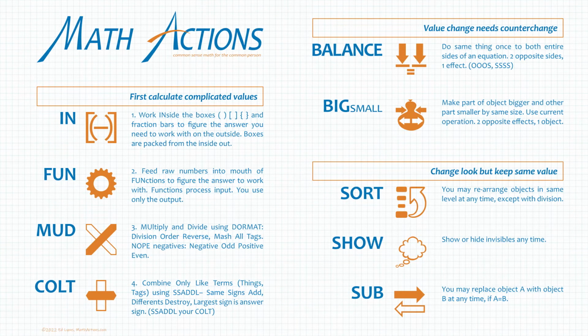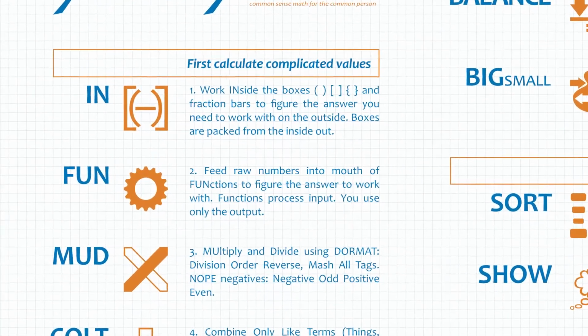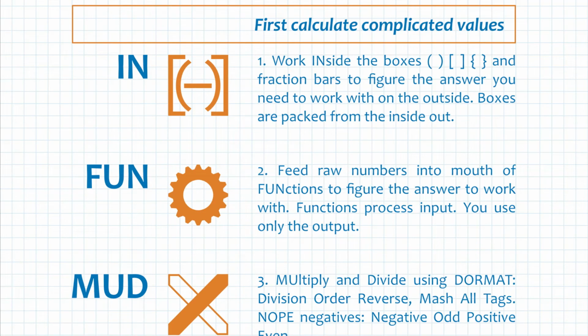They are in the orange boxes. COLT is part of first calculate complicated values. This is the standard order of operations, but worded in a way to give a reason. Its 4 actions point us to what and how. Notice that it is pretty much in reverse order of when we learned them.